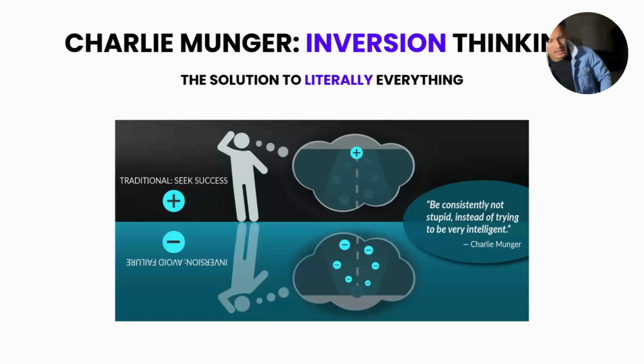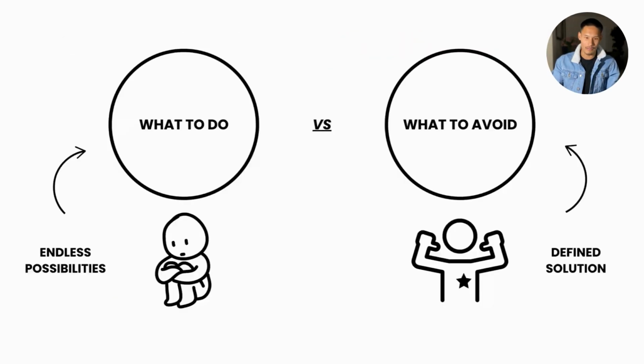So Alex Hormozi, someone that I really enjoy watching, he introduced me to Charlie Munger's inversion thinking, which is literally the solution to everything. Charlie Munger goes, be consistently not stupid instead of trying to be very intelligent. Instead of trying to find out what makes you successful, and you'll see in this image, just find out what causes you to fail and do not do those things. And in doing so, success will be a byproduct of that. It's amazing. I love it.